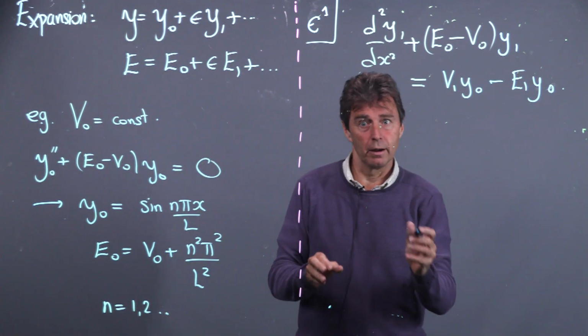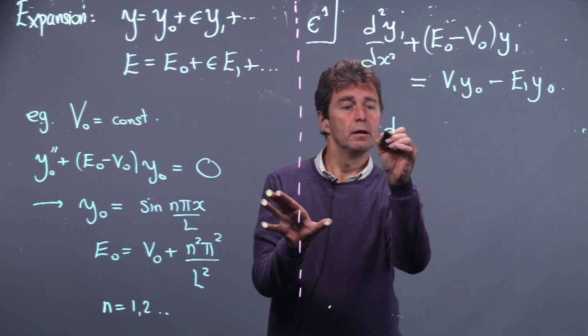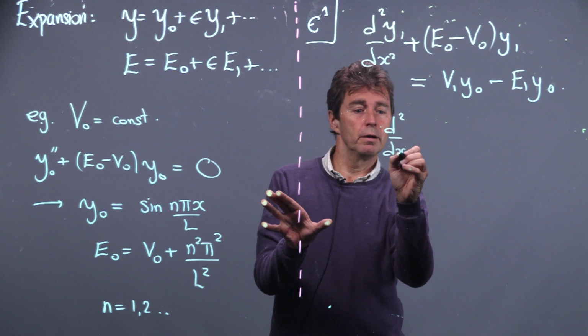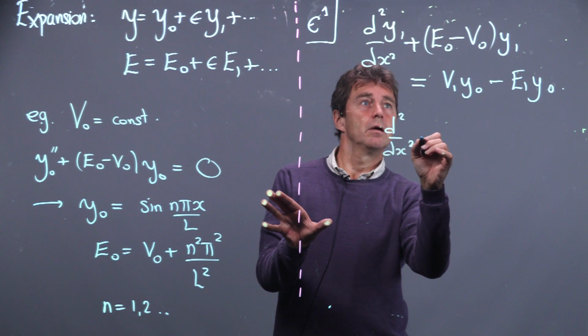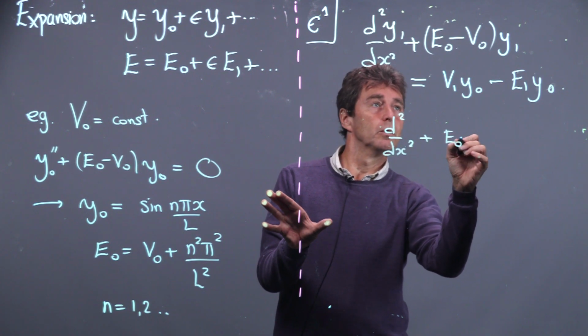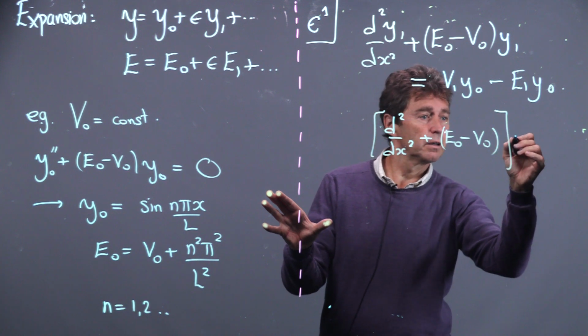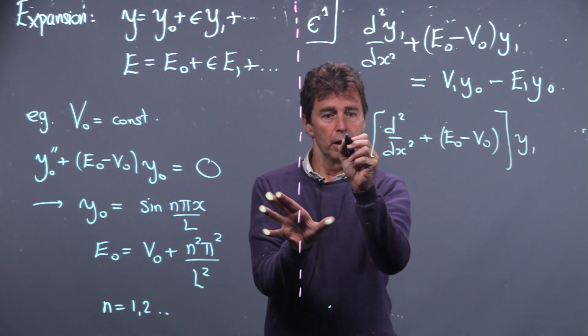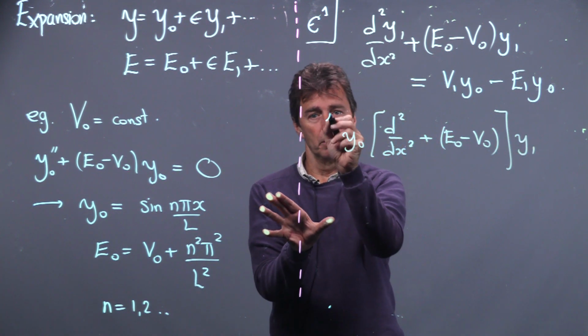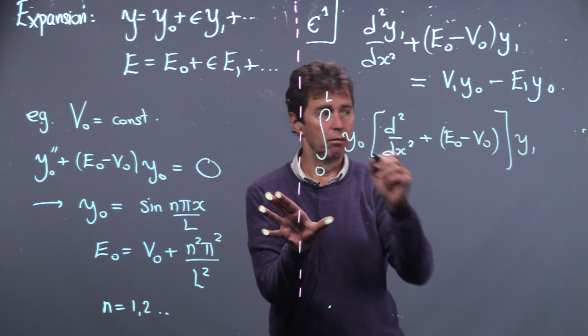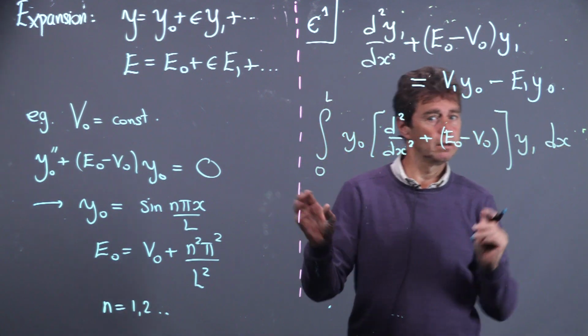Okay, well, how can I do that? So let's consider d2 by dx squared plus e0 minus v0. Let's consider that operator. It's currently acting on y1, but I'm going to multiply by y0 and then integrate from 0 to L dx.